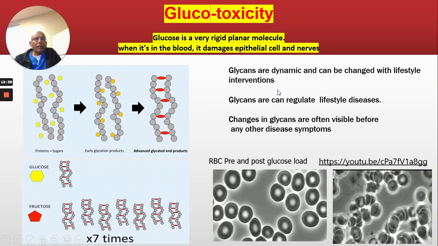So in these glycans, if people have, say, arthritis, inflammation, joint problems, and suppose a diabetic has Achilles tendon problems, that is glycation of the Achilles tendon. That causes them to have a rigid foot and all those other problems. If you can see here, red blood cells pre-glucose load are normal, but post-glucose load, there is clumping of the red cells. That is a major problem with glucotoxicity.